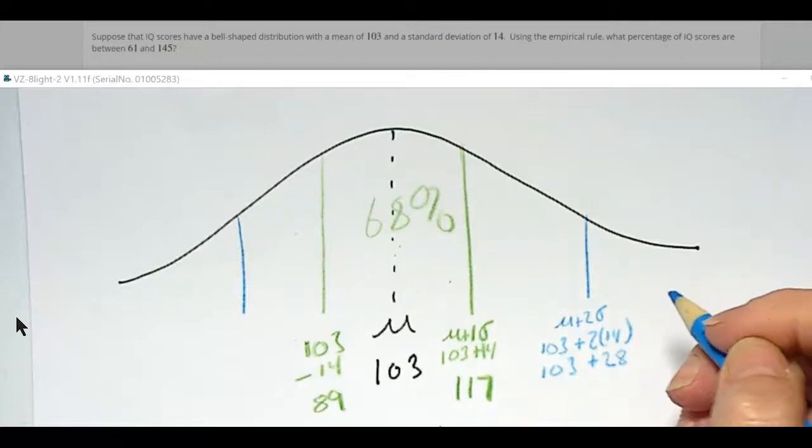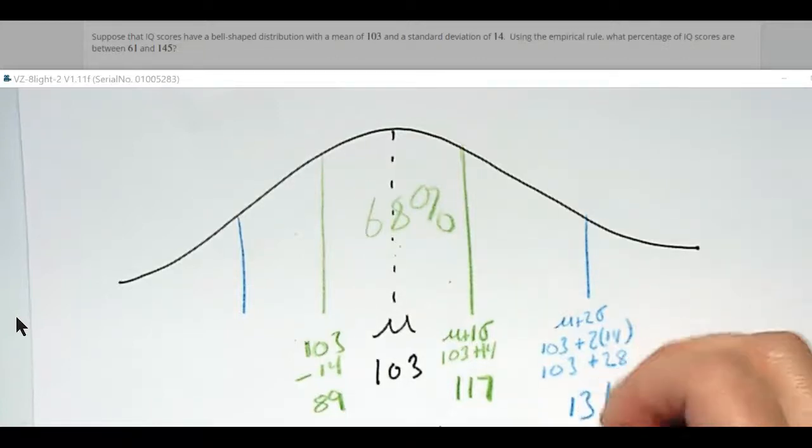So 131? I sound so confident, don't I? Okay, good. Yeah. And then, do you have a calculator? Not that we need one. Never mind. I'll just do it.